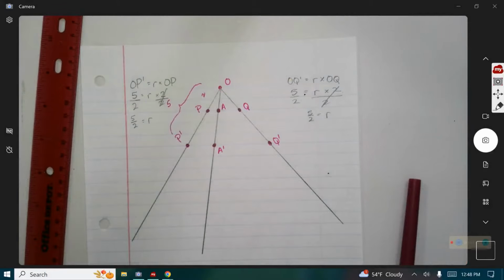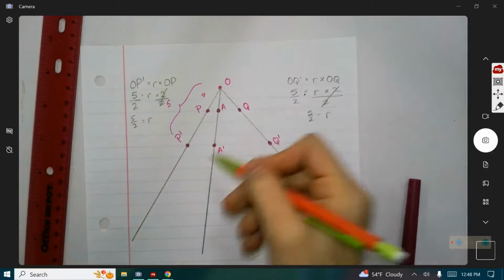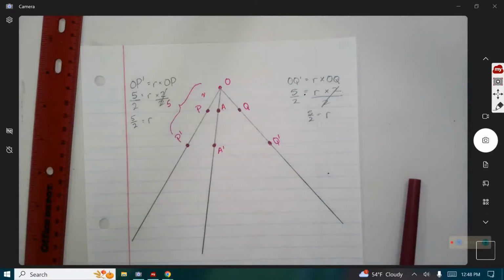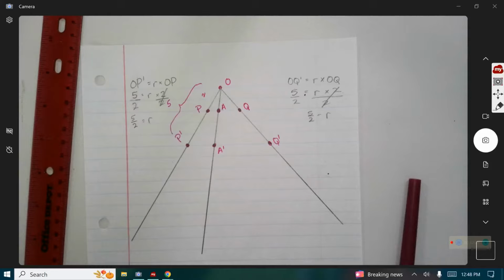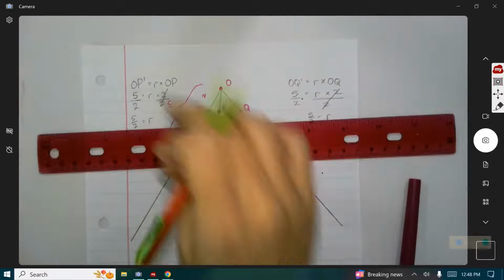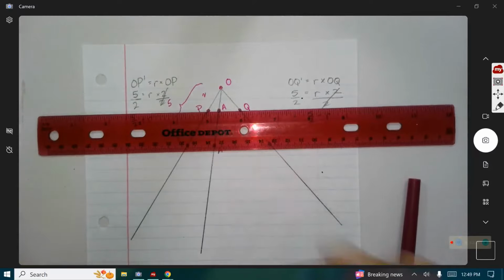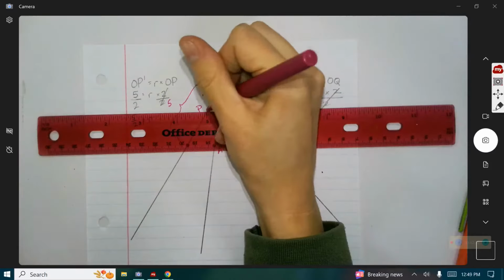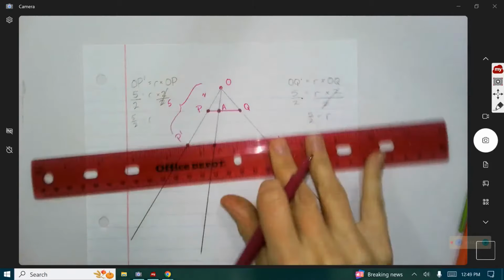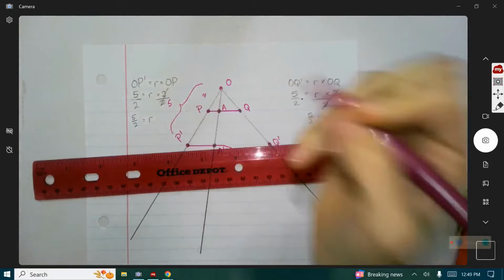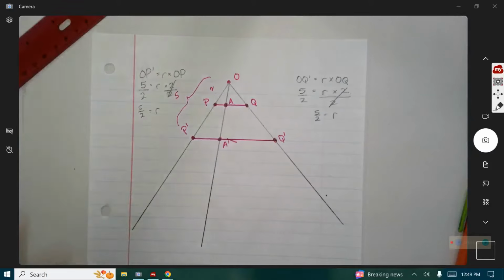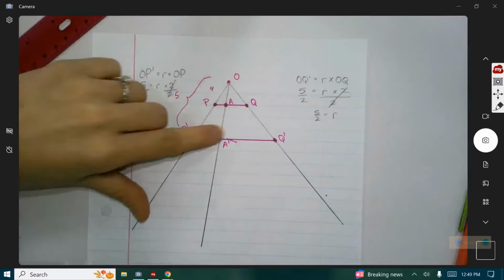So since the image of PQ and P prime, Q prime all fall on the same section, we can say that PQ corresponds to P prime, Q prime. So we can draw this segment in here. Because we know that if we continue to dilate points in the middle, the same pattern would hold true. So every point in between would fall on this line.